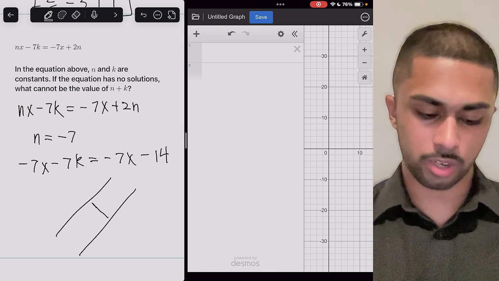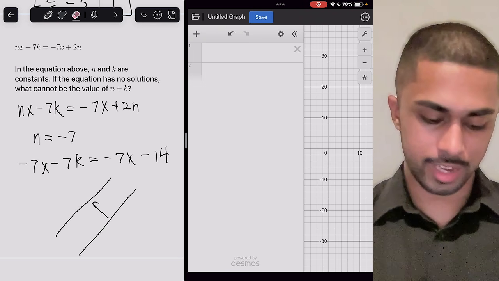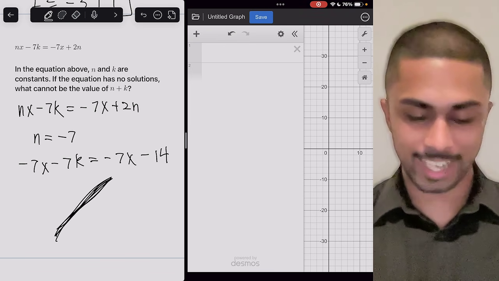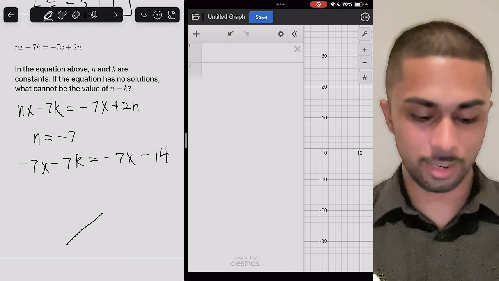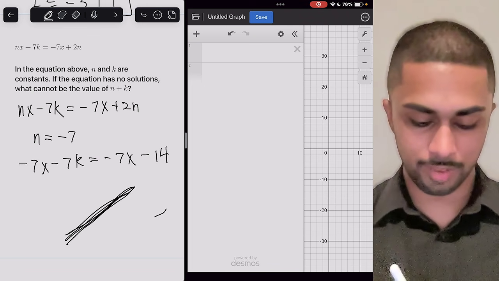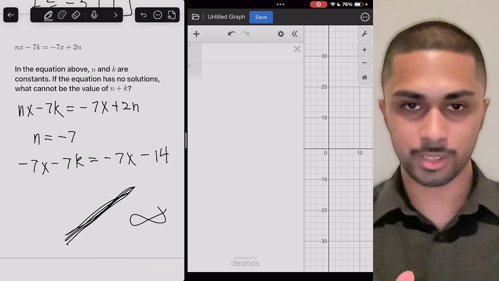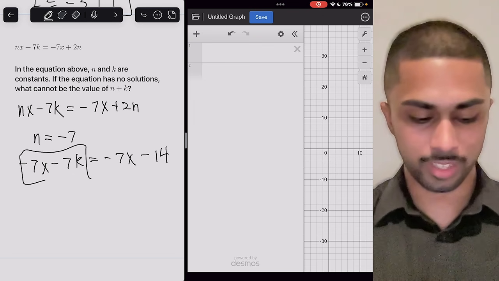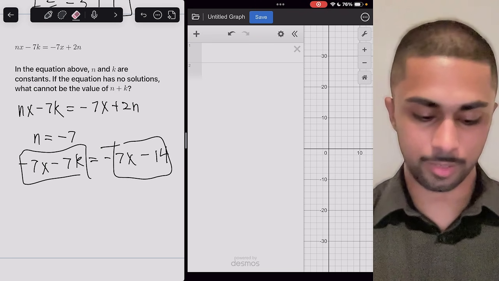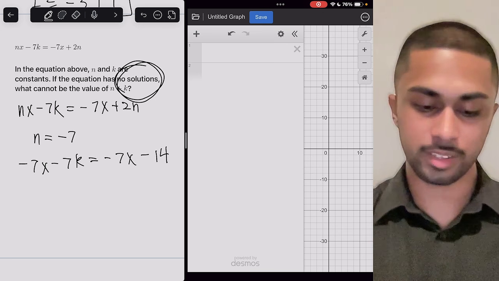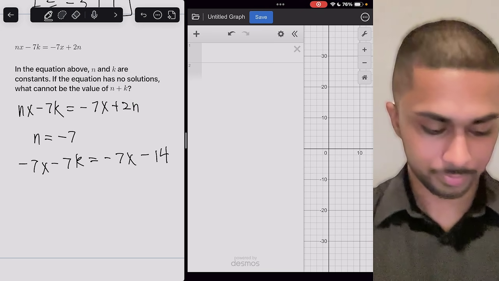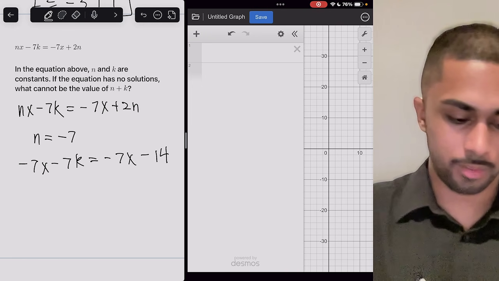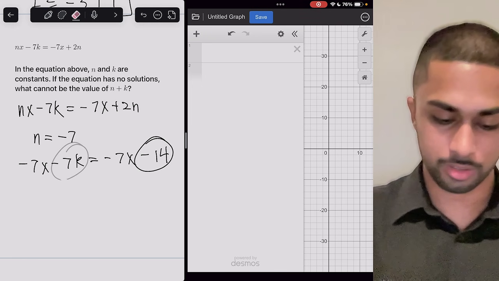If these two lines are so close together, they inch closer and closer until they're exactly the same line, then they don't have no solutions anymore. They have infinitely many solutions because they're the same line, right? So if these two are the same line, they will have infinitely many solutions, breaking this no solutions rule. Since the slopes are equal to each other, we don't need to worry about that. We just need to set these two equal to each other.